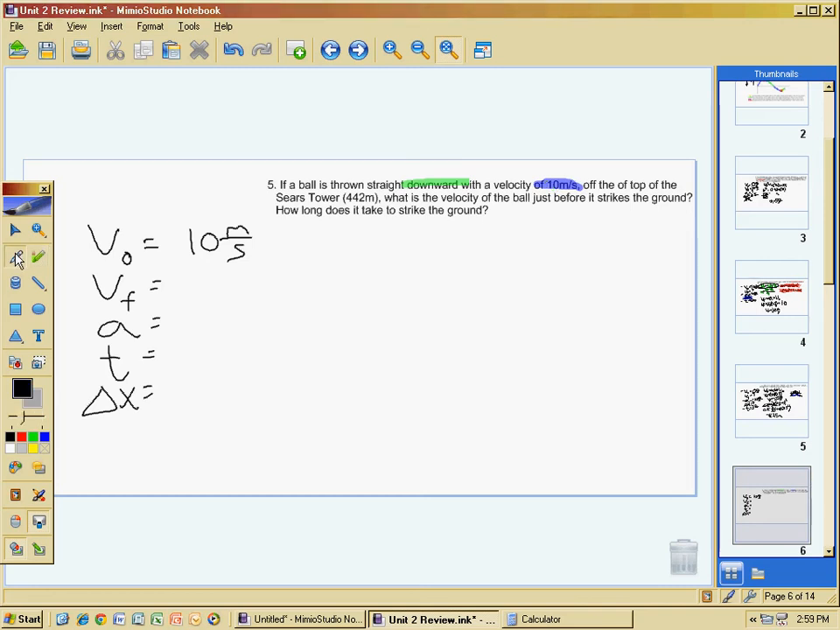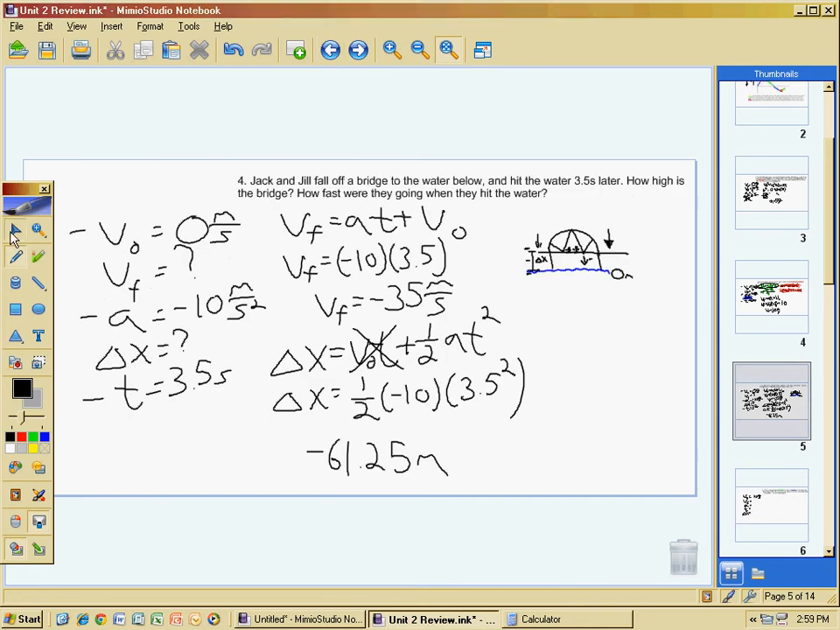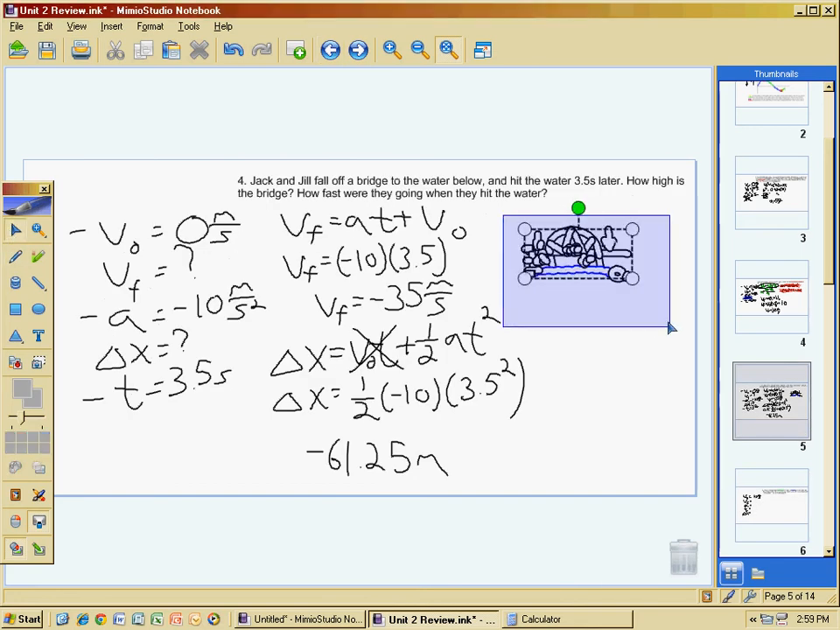But really quick, let's go back a problem. So we were talking about the Jack and Jill bridge. I hit the wrong one. Sorry.